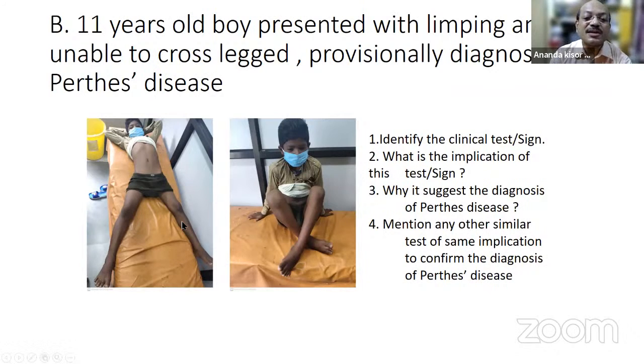So the abduction is restricted, and when the patient is asked to squat or sit cross-legged like this, abduction is further restricted. The patient is unable to sit like that. So what is the problem? The patient can lie down on this, but cannot sit; on attempt at flexion, this sort of abduction is further reduced. So what does it suggest? This suggests there is some sectorial defect.